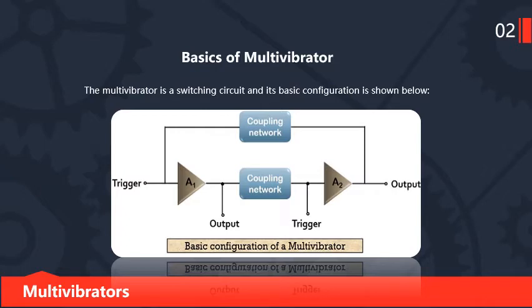The multivibrator circuit consists of two amplifiers, A1 and A2, connected in this way: the amplifier 1 output acts as an input of amplifier A2. मतलब हम दोनों एम्पलीफायर को इस तरीके से कनेक्ट करेंगे कि जो A1 का आउटपुट है वो A2 की इनपुट की तरह काम करेगा. And two coupling circuits or coupling networks are also connected in this circuitry.